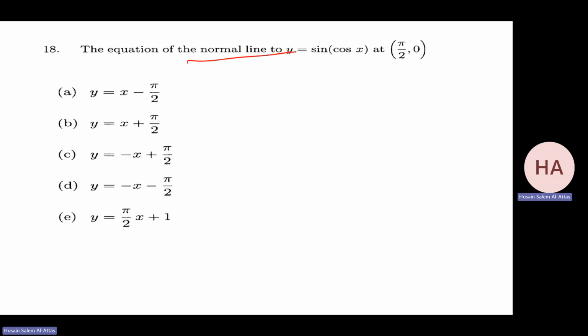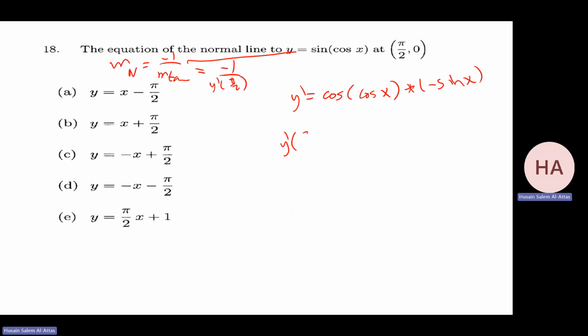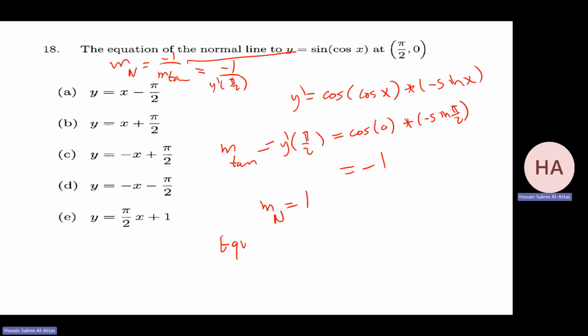The equation of the normal line with this. You know that m normal equals minus 1 over m tangent, and it's minus 1 over y prime at pi over 2. What will be y prime? It will be cosine of cosine x times minus sine x. So y prime at pi over 2, which is the slope of the tangent, is cosine of 0 times minus sine pi over 2. Cosine 0 is 1, times minus 1. So the slope of the normal will be 1. So the equation is y minus 0 equals 1 times x minus pi over 2. So it means y equals x minus pi over 2.